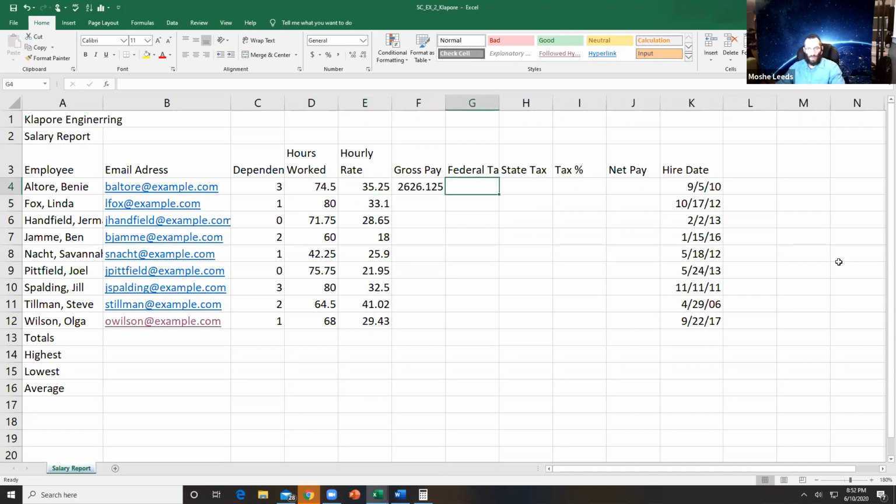Now we're going to do the federal tax. For federal tax, there are a few logics on how Excel calculates a formula. This was a straightforward formula. It is a multiplication formula. It takes one number and multiplies it by a different number. However, now I have a few dependencies in this formula, so I need to control the way that this formula is being calculated.